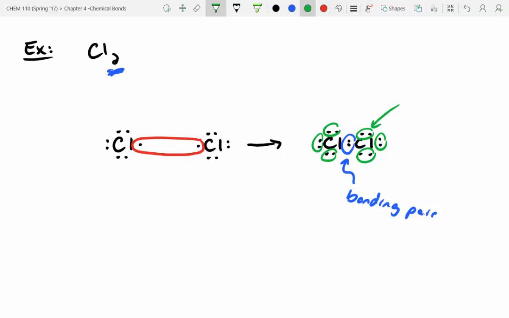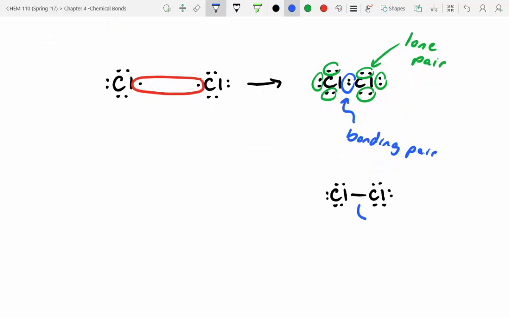Does anybody know what they're called if they're not participating in a bond? Called a lone pair. You can imagine them as loners, right? They're just kind of hanging out on their own. So you can represent Lewis dot structures this way as well, where you've got the dots shared between 2 different elements. Occasionally what you might see is something that looks like this. You can also show bonding pairs as a line.